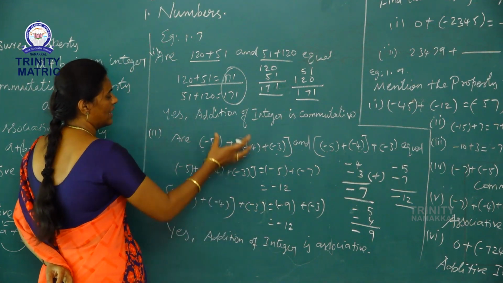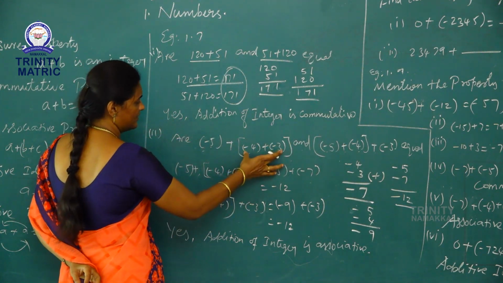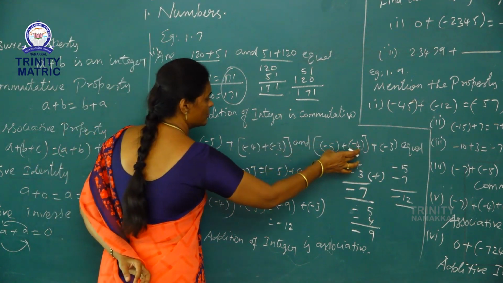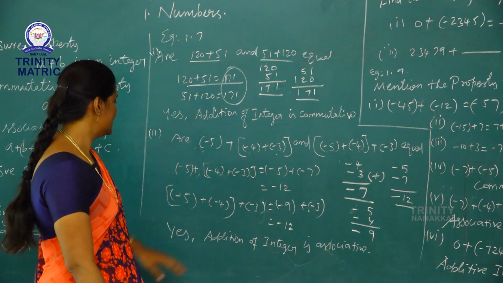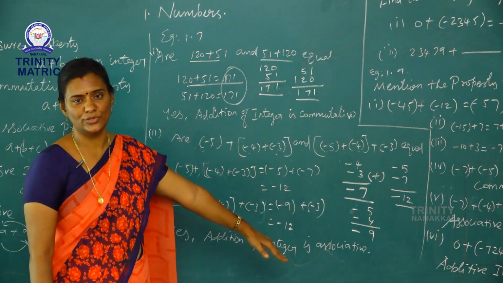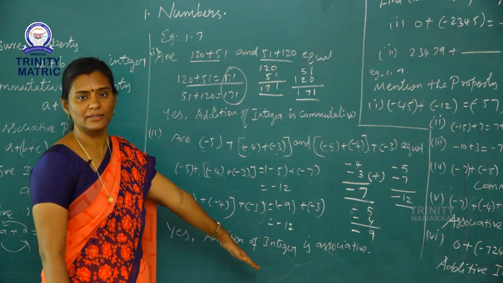See here, we add these integers in two different orders. That is, first we add the last two terms, then the first term. Here, the first two terms, then the last term. But the answer is equal. This is the associative property. So addition of integers is associative. Addition of integers satisfies the associative property.